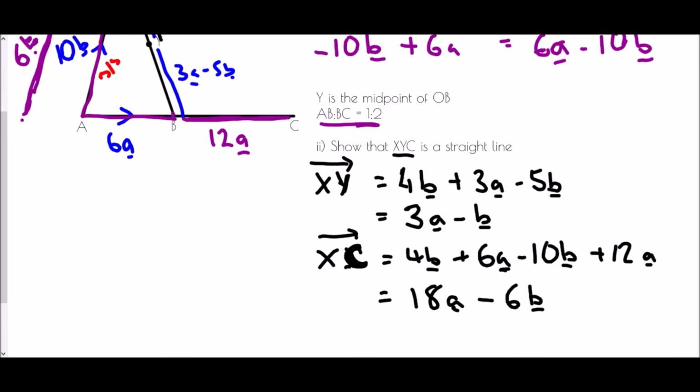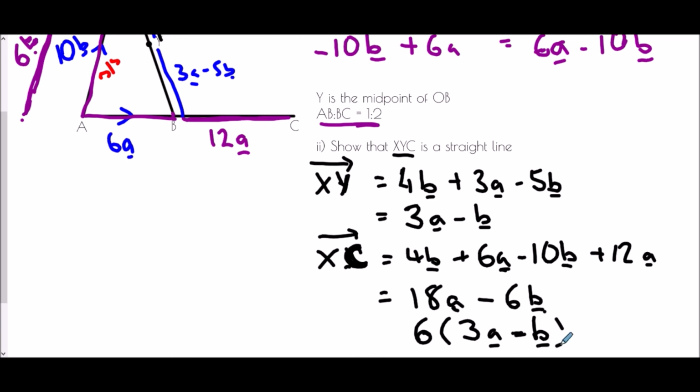Well, how do we actually show that something is a straight line? It comes back to what we were doing right at the very start, trying to prove that vectors were parallel. And to show that things are parallel, we looked for a common factor in the vectors. And this one, if I divide everything by 6, I could write XC as 6 lots of 3a take away b.